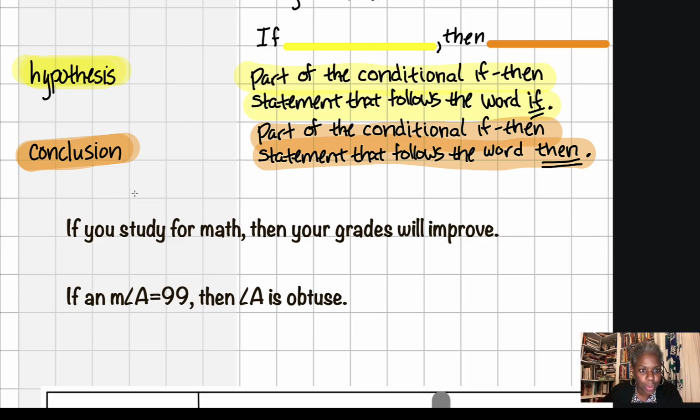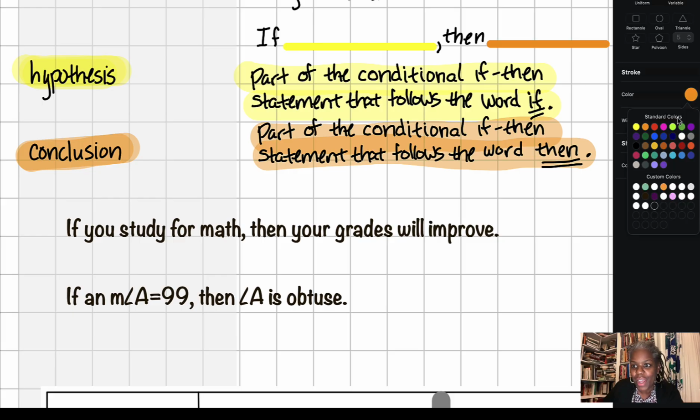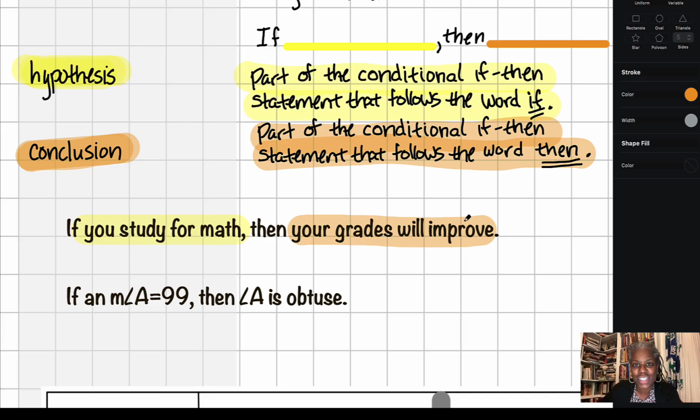Let's look at this first one. It says, if you study for math, then your grades will improve. This if-then statement has both of the things that we talked about before, a hypothesis and a conclusion. Let us go ahead and highlight the hypothesis. Remember, the hypothesis is what comes after the word if. So you study for math, that is your hypothesis. If you study for math, guess what? Your grades will improve. Our conclusion is your grades will improve.